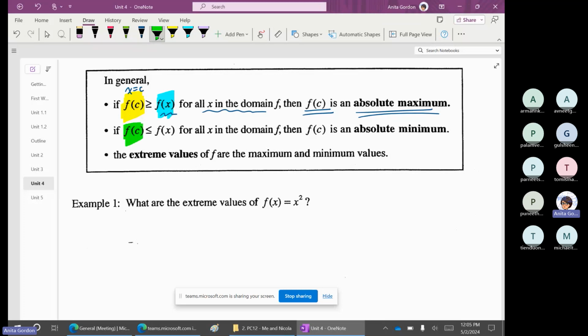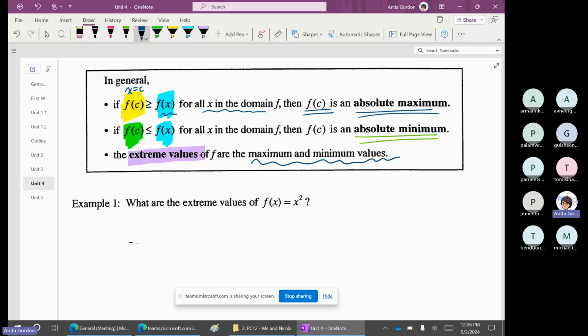Similarly, if there is a number c where I put it into the function and all of the other values are greater than that, then we have an absolute minimum or a global minimum in this function. And often you'll see when we start doing applications, it'll ask you what are the extreme values of the function. This is a short way of saying find all the maxes and minimum values.